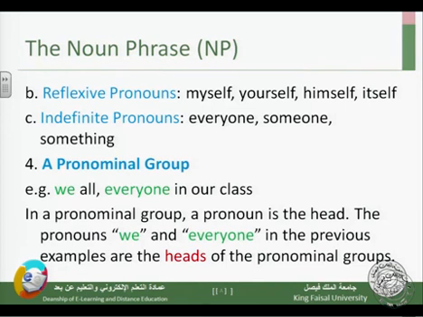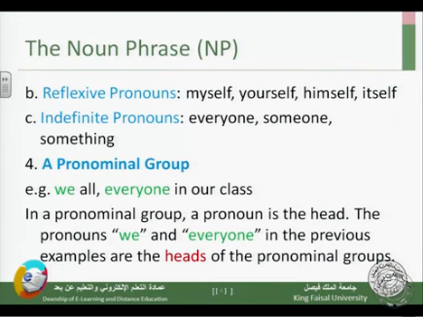The next type of pronouns is indefinite pronouns. Indefinite pronouns like everyone, someone, and something. So these do not refer to a person or a thing in particular. They refer to everyone, anyone, so any person or anything that the speaker is talking about. So not something specific. They are indefinite. So everyone, someone, and something. These are some examples of indefinite pronouns.